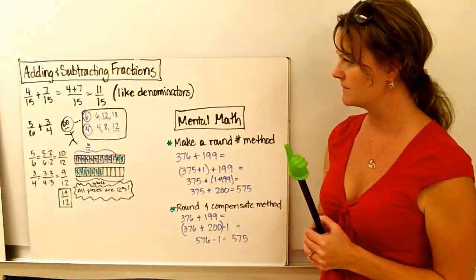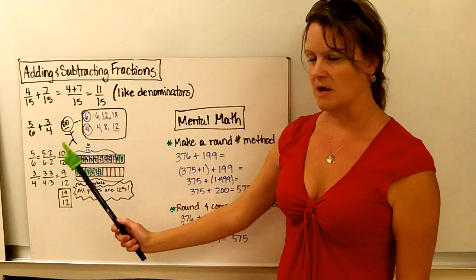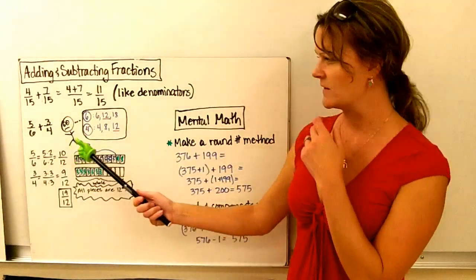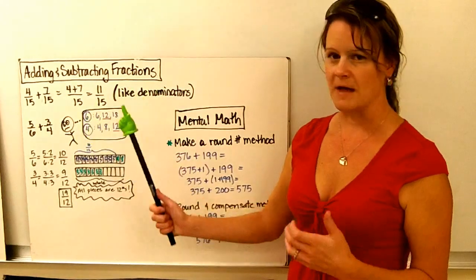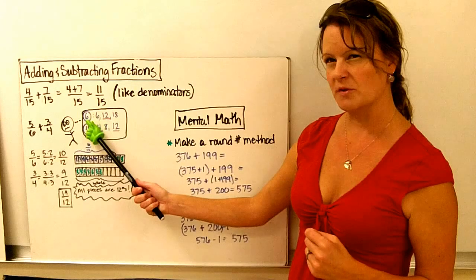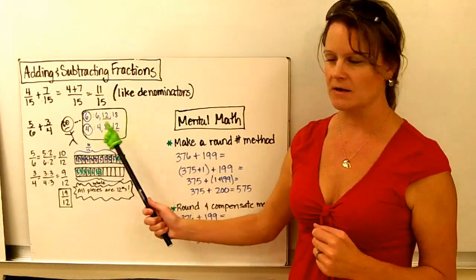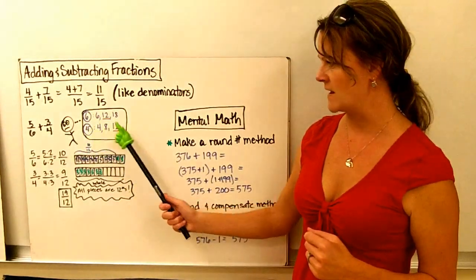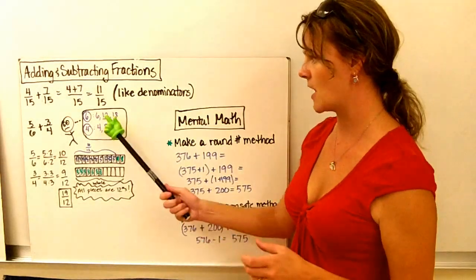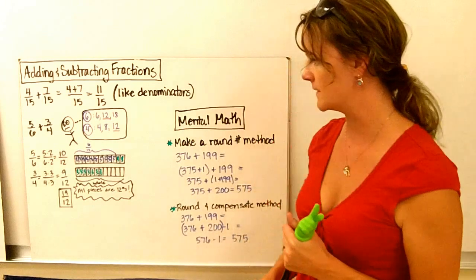15ths are equal-sized parts. But if we have non-like denominators, like in this example, 5/6 plus 3/4, then the first thing we have to do is think about finding a common denominator. And so you can see here we're thinking about, okay, the multiples of 6 are 6, 12, and 18. The multiples of 4 are 4, 8, and 12. And you can see that I've underlined 12 here because that's our least common multiple, which will become our common denominator.